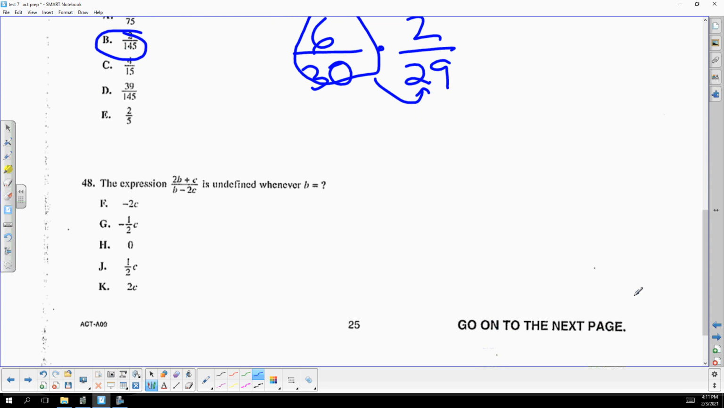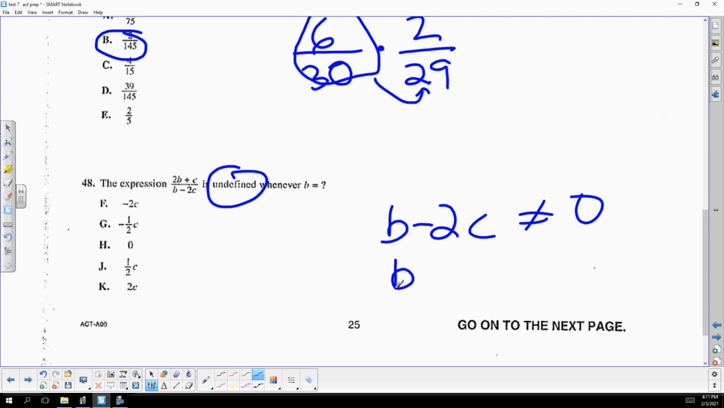Okay, it's undefined when the bottom can't be 0. So B can't be what? 2C.